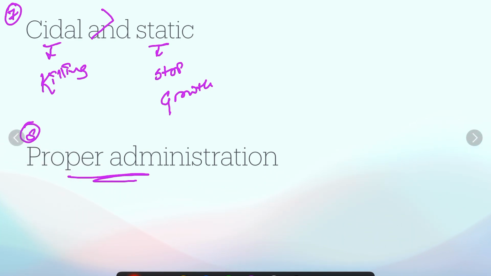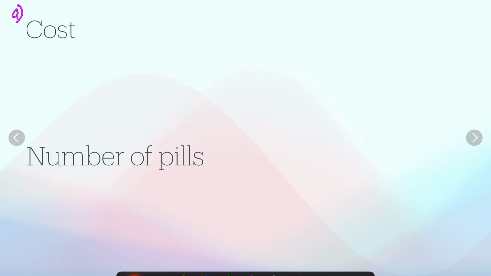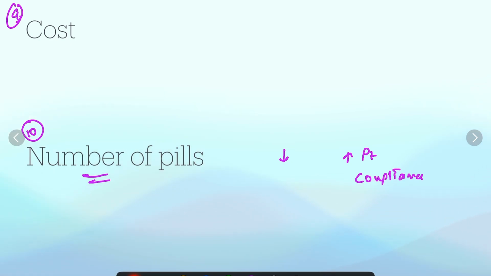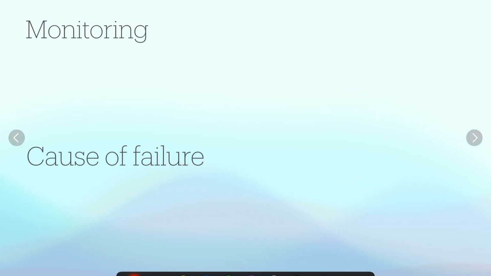Eighth is proper administration should be monitored. That is dose, route and time should be proper for administration of antibiotics. Ninth one is definitely the cost should be low and number of pills should be as low as possible so that the patient compliance increases. 11th one is monitor the antibiotic coverage, and 12th is cause of failure should be identified.